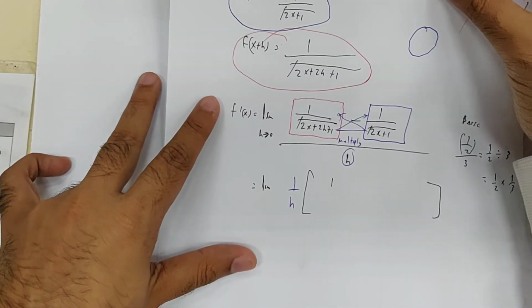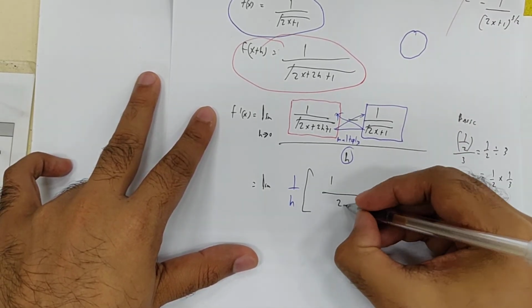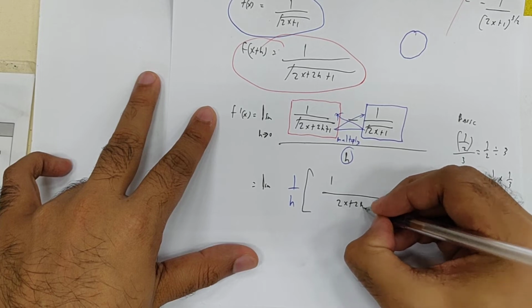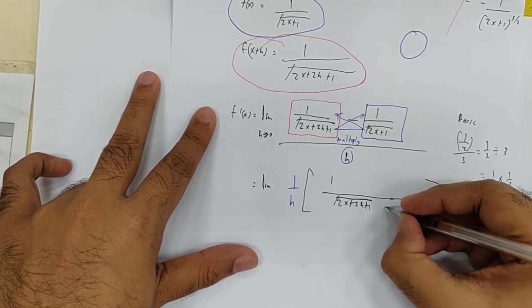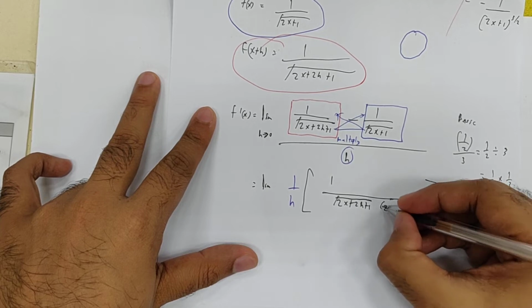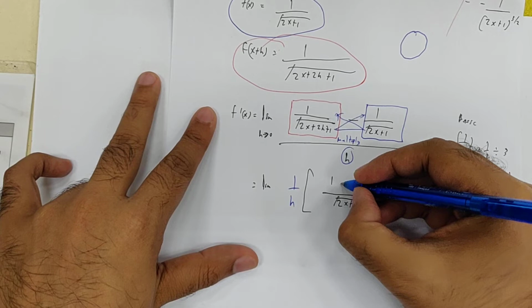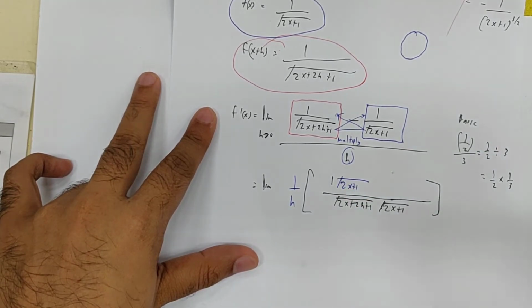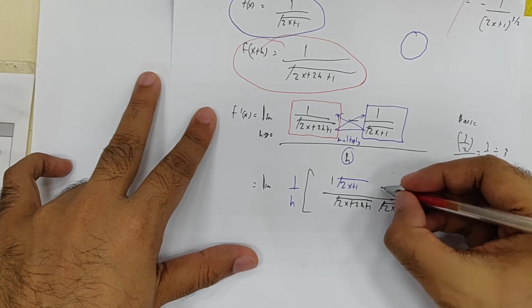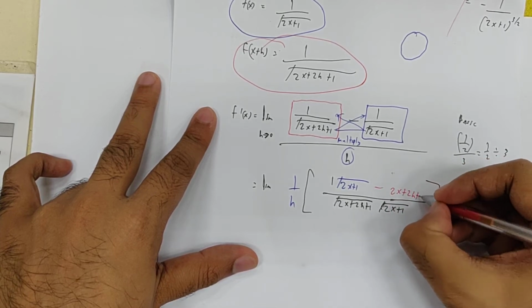So you get yourself 2x plus 2h plus 1, 2x plus 1. Let me use a few colors: 2x plus 1, so they cross multiply, minus 2x plus 2h plus 1.